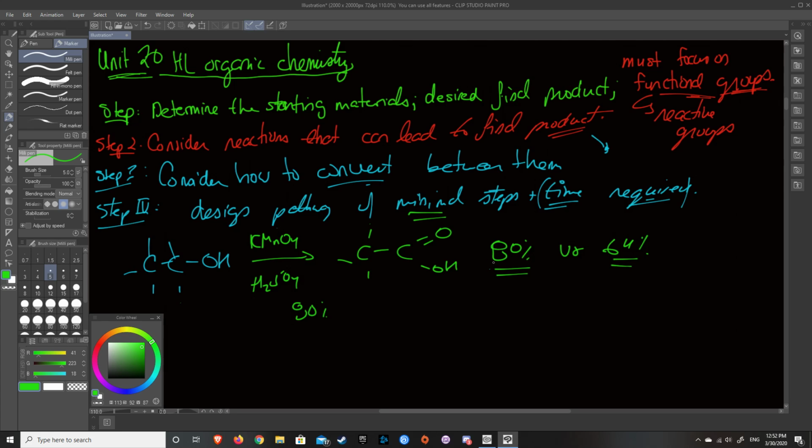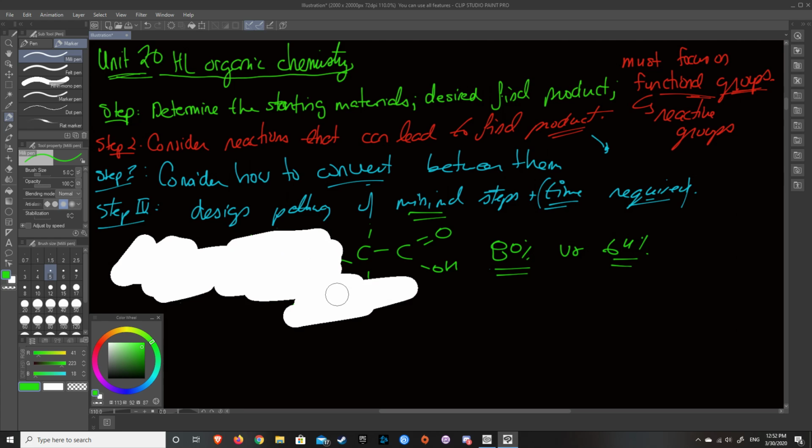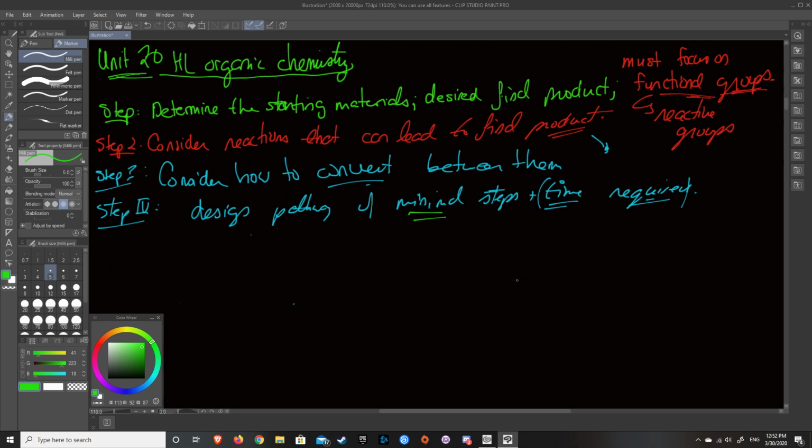This may not be true in every circumstance, but typically minimizing steps, you minimize the loss. So that's basically why we want that step 4. We want to minimize the loss of products. So let's do an example of this. And this example is in your book, but I'm going to walk you through it just a little bit more.